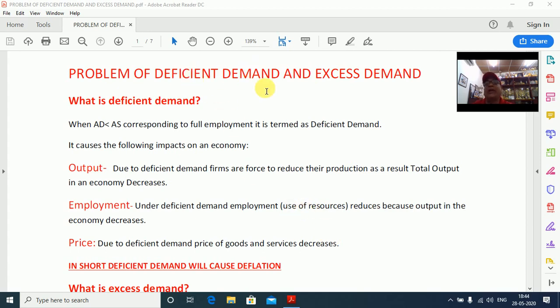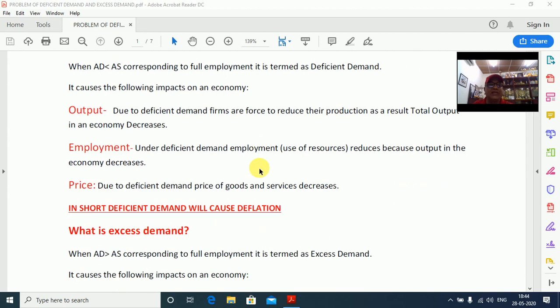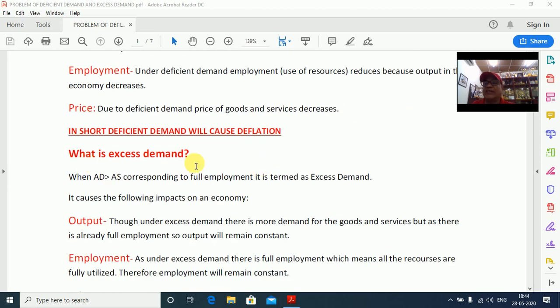How the economy will come out, we'll soon discuss. At the same time, excess demand arises beyond full employment equilibrium. It means that if I use all the resources and even then the aggregate demand is more than that, aggregate demand is more than aggregate supply corresponding to full employment. It means aggregate demand has gone beyond aggregate supply. So therefore, in the economy, demand for goods and services is more as compared to the flow of goods and services.